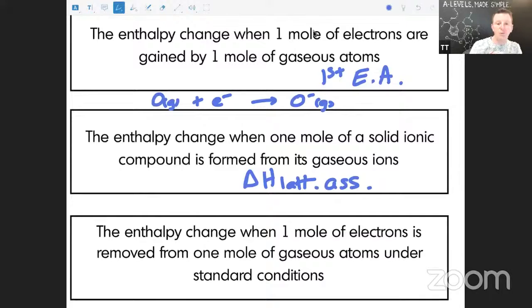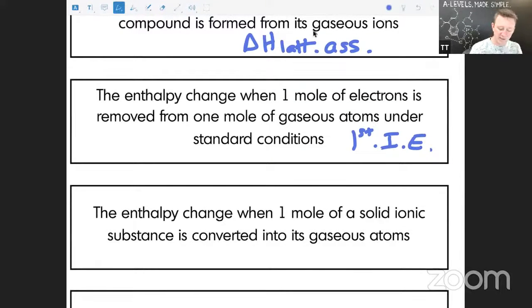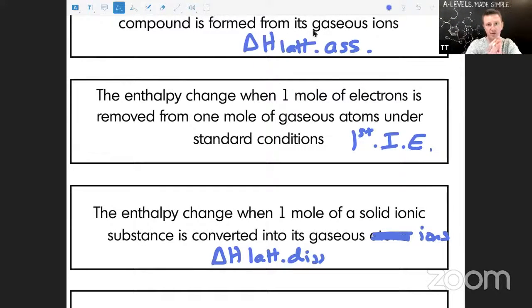The enthalpy change of 1 mole of electrons removed from 1 mole of gaseous atoms under standard conditions. This one's first, so this is first ionization energy. We know all about that, that's first year stuff. Enthalpy change when 1 mole of a solid ionic substance is converted into its gaseous atoms. No, that's wrong, that should be ions. It's not hydration. None of this has got anything to do with hydration or solution. This is lattice dissociation. Association is where the gaseous ions come together to form the solid substance. If you were to invert that, take your solid ionic substance and split it up into the individual ions, that would be lattice dissociation.